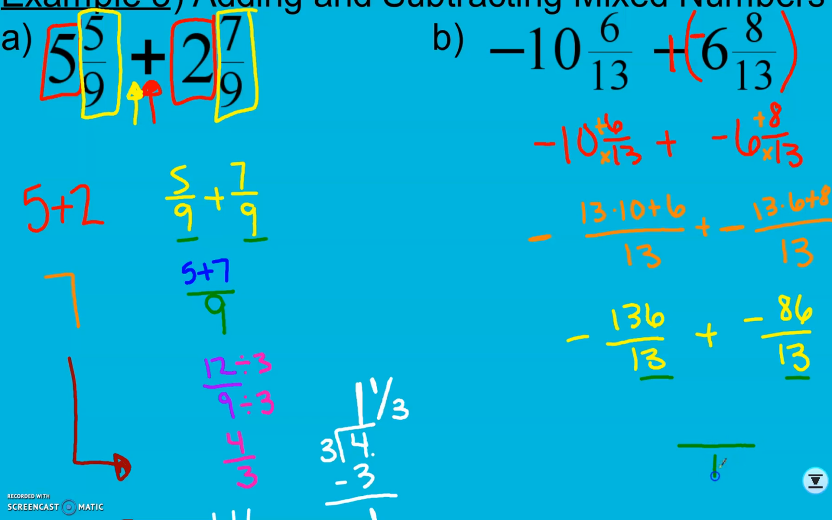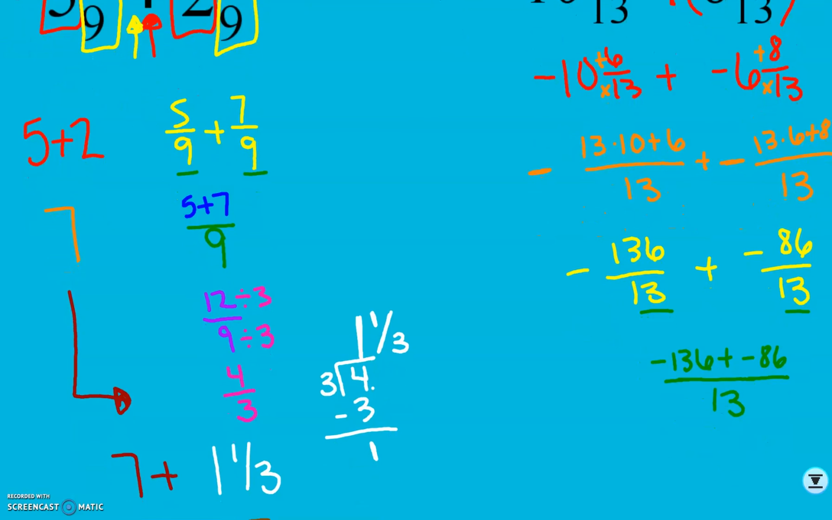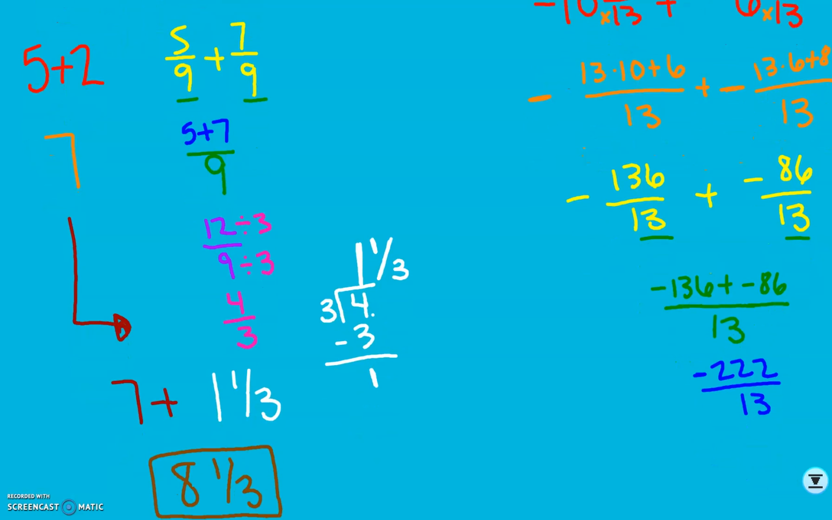So I keep my denominator as a 13, and I perform my operations on my numerator. So negative 136 plus negative 86. My numbers have the same sign, so I'm going to go ahead and add them up, which gives me 222. Since they're both negative, my answer is negative over 13. We don't want to leave our answer, though, as an improper fraction. So we're going to write this as a mixed number.